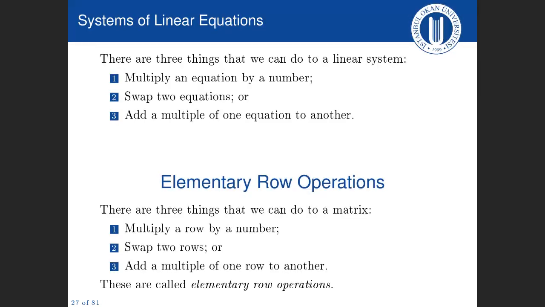For an augmented matrix, there's 3 things that we could do. We could multiply a row of the augmented matrix by a number, or we could swap the positions of 2 rows, or we could add a multiple of 1 row to another. These 3 things are called the elementary row operations, and these are things that we're going to be using many, many times in this course.